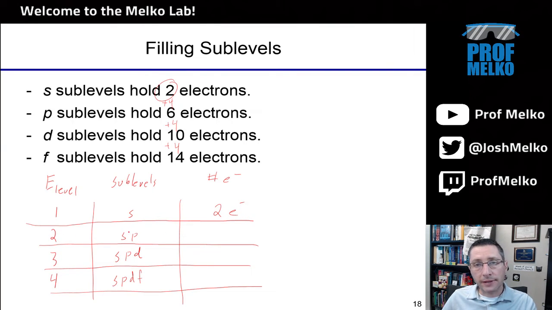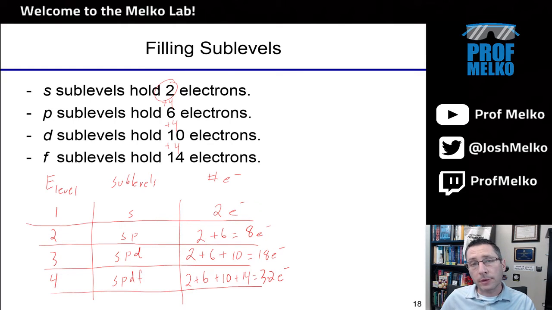In the second energy level, I have an S sublevel and a P sublevel. The S contributes 2, the P contributes 6, a total of 8 electrons. In the third energy level, I have an S, a P, and a D. S is 2, P is 6, D is 10, a total of 18 electrons. Energy level 4, I have S plus P plus D plus F, 14, for a total of 32 electrons.